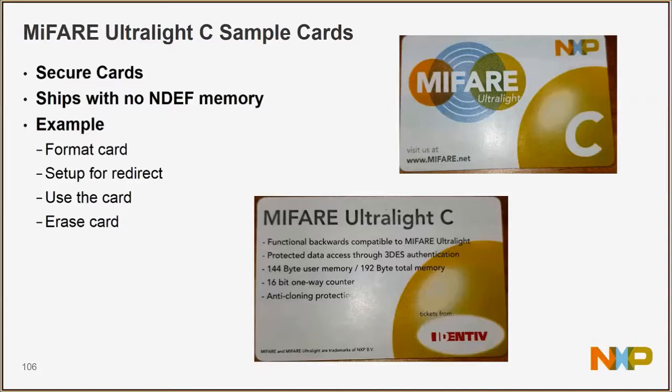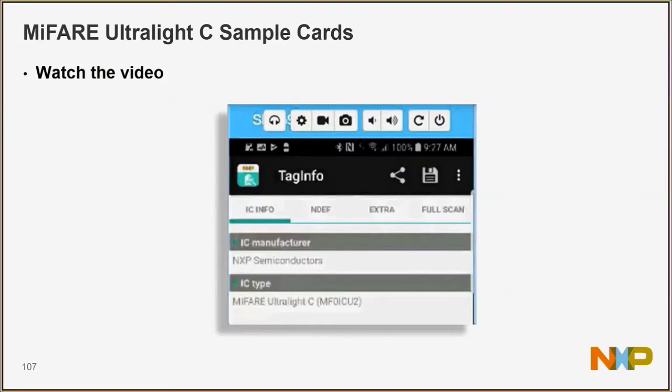One of the things to note when you get these cards is to flip over the back side of it, which shows you how much user memory. This particular example I'll be using has 144 bytes of user memory. We'll need to know that when we start formatting the cards. And let's go ahead and watch that Android video and show you how to make it work.